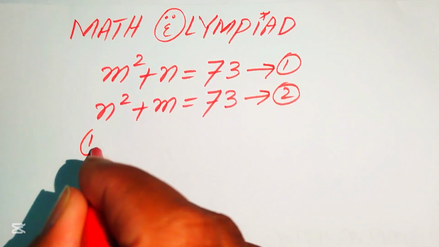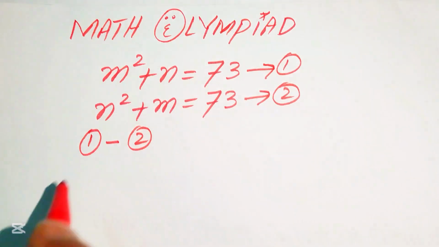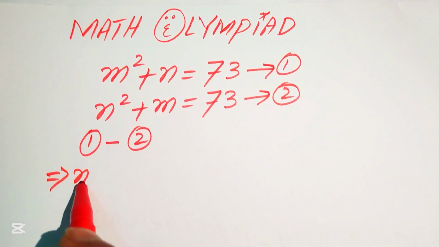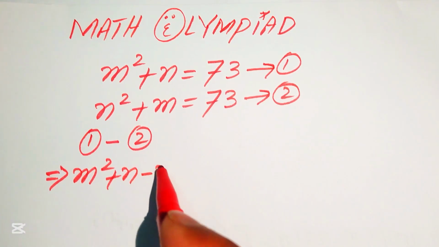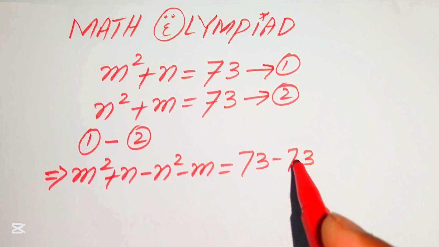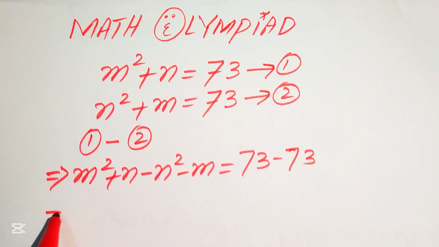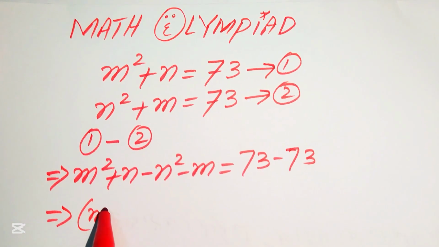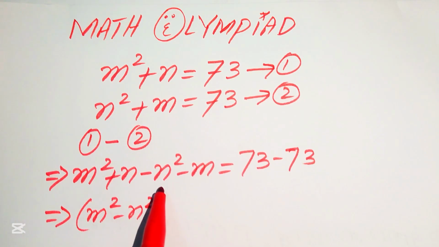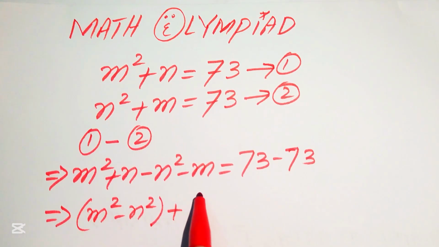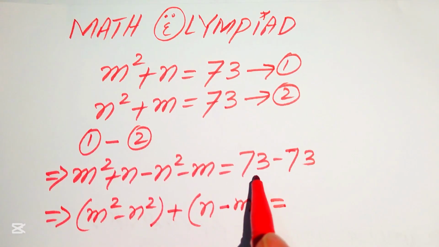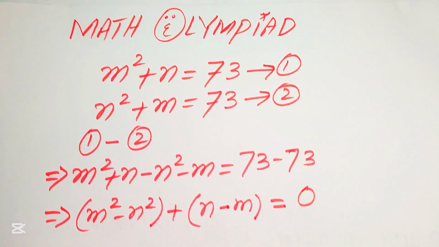Here the very first step we are going to do is subtract equation number 2 from equation number 1. When you subtract these two equations, it will be written as m square plus n minus n square minus m equals to 73 minus 73. We write m square minus n square here, and we take common the remaining terms. It will be written as n minus m equals to 73 minus 73 equals to 0.